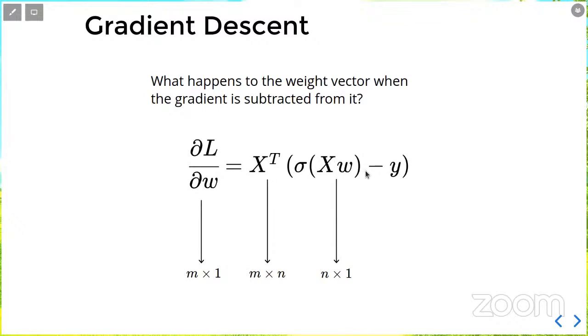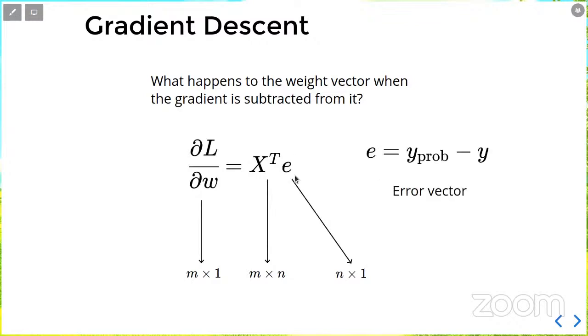So this sigma of Xw is what? It's a probability, a vector of probabilities. So I can write this as y probability minus y. This y probability minus y, in some sense, I call an error vector. If you remember, we were discussing this part. If y probability is 1 and y is also 1, then the error is 0. On the other hand, if y probability is 0 and y is 1, then the error is minus 1.